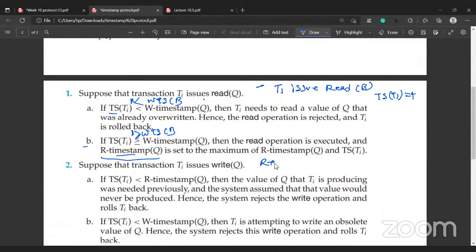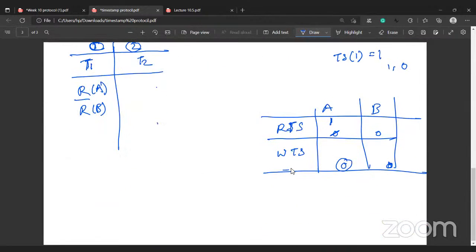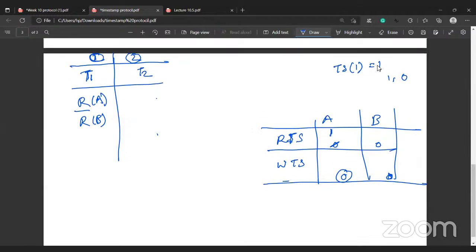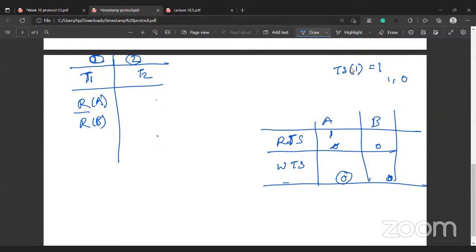So RTS of B and the transaction timestamp of T1. You can see that RTS of B is 0 and the transaction timestamp of T1 is 1. So it will be set to 1. After this, is it clear? Yes, sir. Okay.